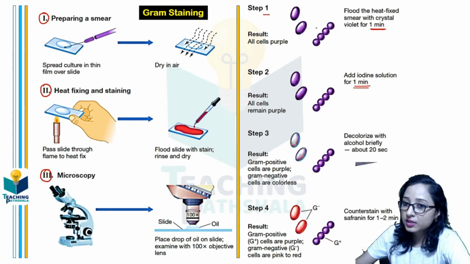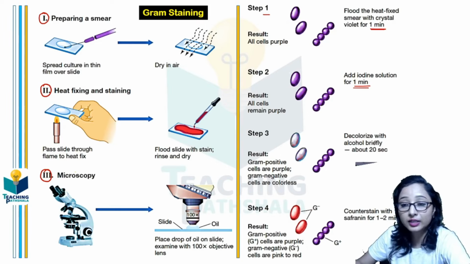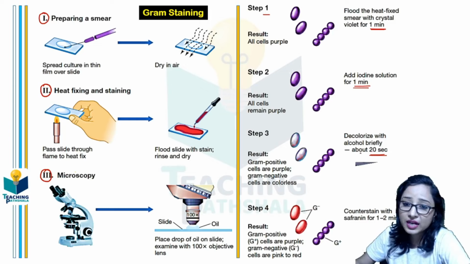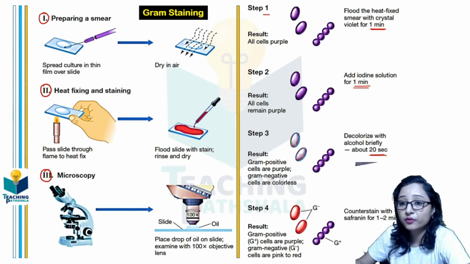So after crystal violet, all cells will appear purple, and after the treatment of gram's iodine, again all cells will appear purple. But in the third step, we add a decolorizer, which is alcohol in this case, and we add this for 20 seconds. Make sure, if we do a prolonged decoloration, there is a high chance that the gram positive bacteria will also lose the color. That is a condition we can imagine when the experiment is not going in the proper direction, and we can assume that we have decolorized the sample for a very prolonged time.